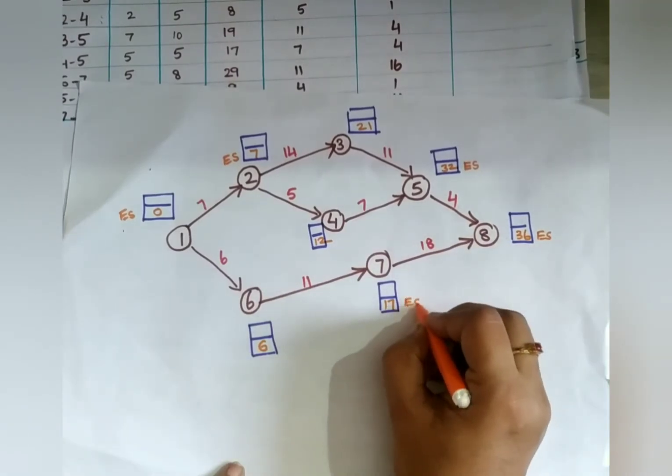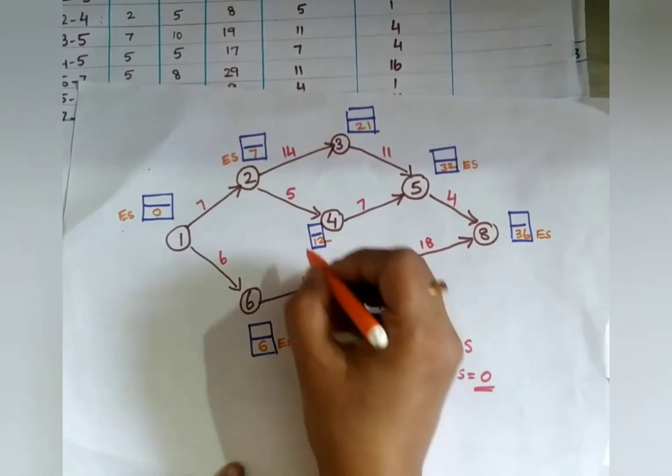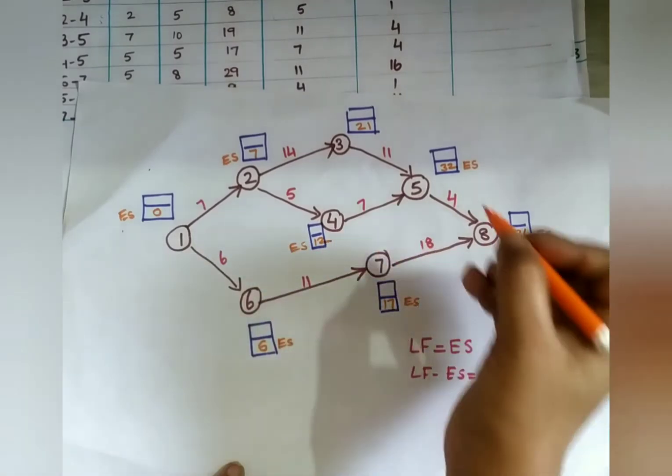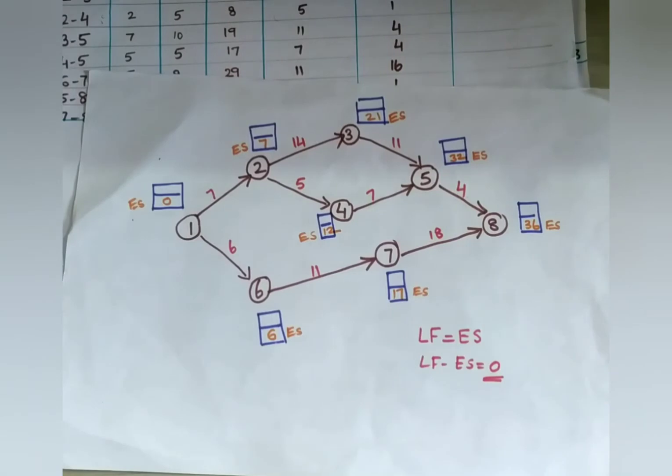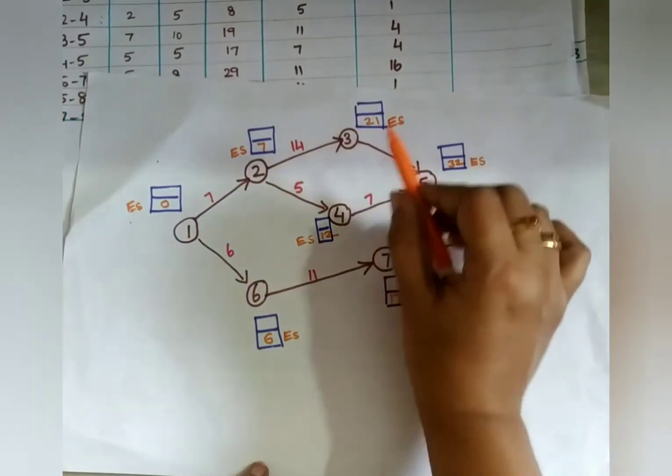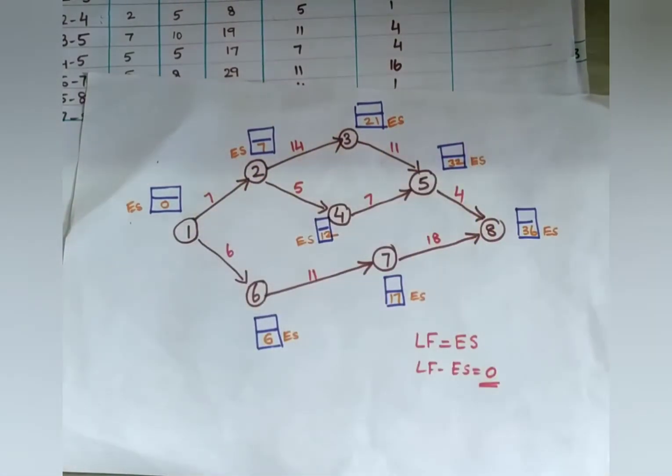If you are confused, everywhere you can write it, so it won't be any confusion for you. Okay, no need of writing like this, I just wrote it here for your understanding. So now everywhere we completed the early start time. Now what will we do? We have to go for the next step. What is that? We have to go for the LF.